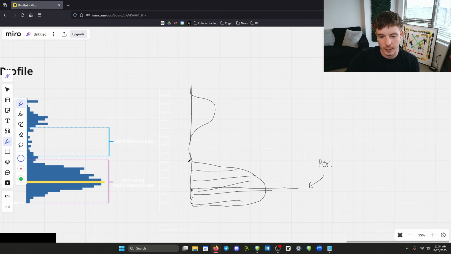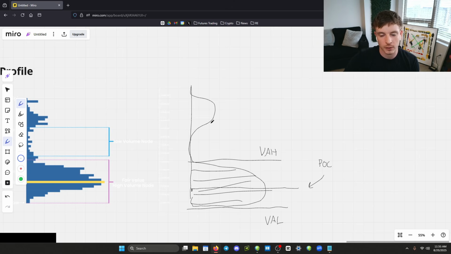Within 68% of this range, which I don't know if this is actually 68% or not, but for example's sake, we are going to forget about the 68% number and just focus on this being where the most volume was traded. So this would be the value area, like I just said. The top of the value area would be the value area high, the VAH, and the bottom of the value area would be the value area low, the VAL.